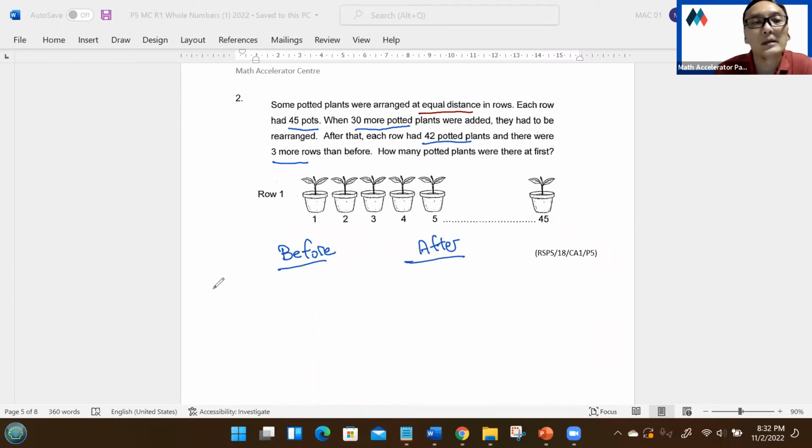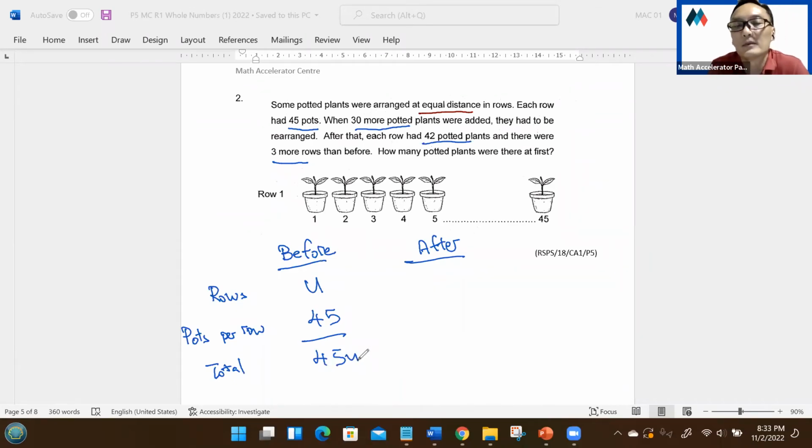So the number of rows here, we don't know, so we put 1 unit. But we know the pots per row, right? Or plants per row, okay, pots per row. We know that at first each row has 45. So when we work out the total, 45 times 1 unit, we have 45 units.